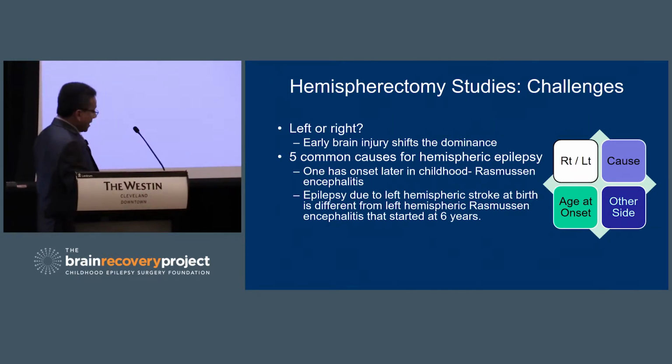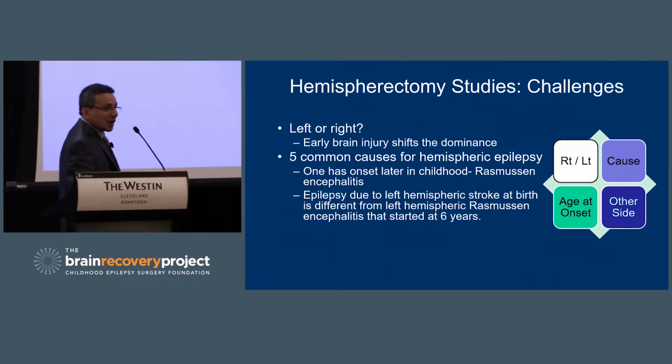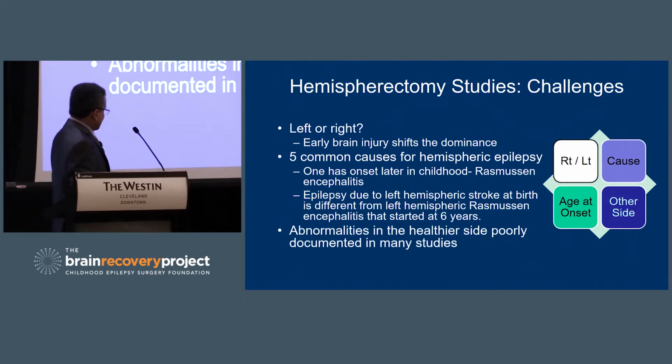If you look at the 5 common causes that lead to hemispheric epilepsy, 4 of them occur in the early period. Only 1 of them occurs as an acquired pathology, like Rasmussen. So a child with a left hemispheric stroke with seizures at 10 months of age is very different from a left hemispheric Rasmussen encephalitis with a seizure onset at 5 or 6 years of age. And it is not easy to capture all these complexities in large studies.